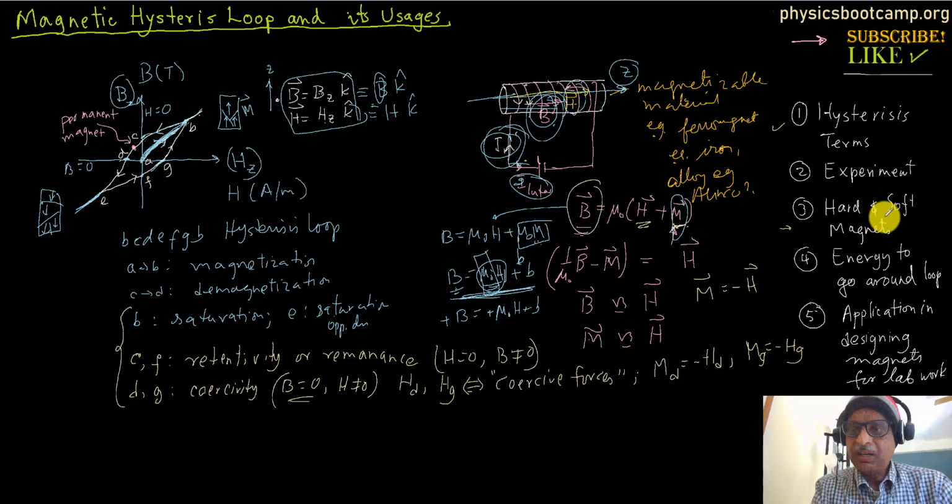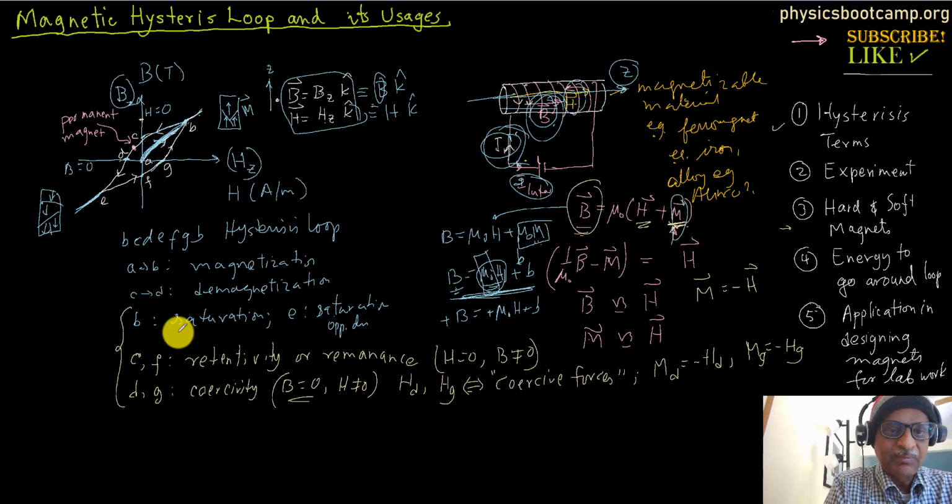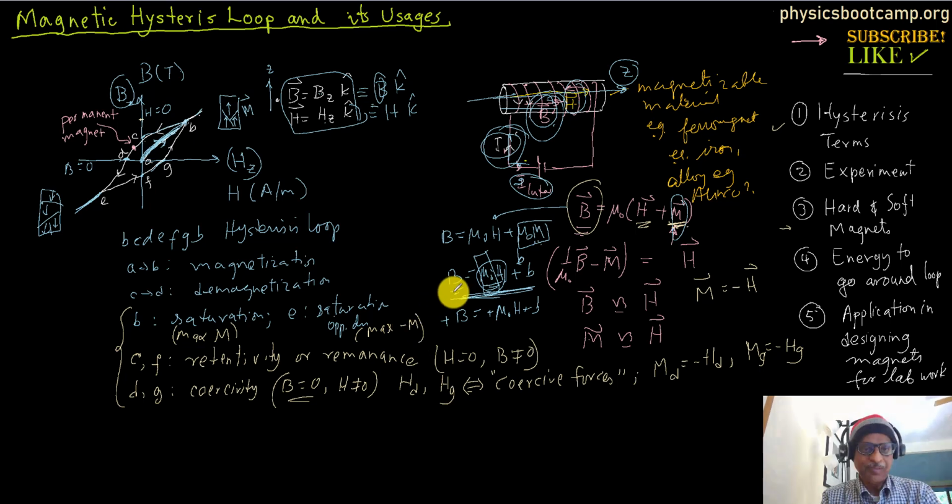The way you design hard and soft magnets is based on what the values are here. So saturation, we're talking about the high B value, right? Or max M is saturation. Saturation means max M and max negative M.